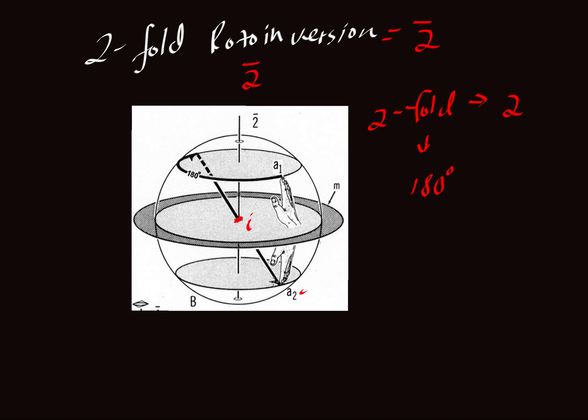Now, you'll notice that if we do the same operation on this hand here, if we rotate it 180 degrees, we end up with another hand here. Although in that case, it's still not a bar 2. We'd have to invert it through this point to complete the bar 2 operation. And when we do that, we'd end up with the same one we started with. So in a bar 2, we just get the same two motifs over and over and over again. It doesn't generate anything besides these two.